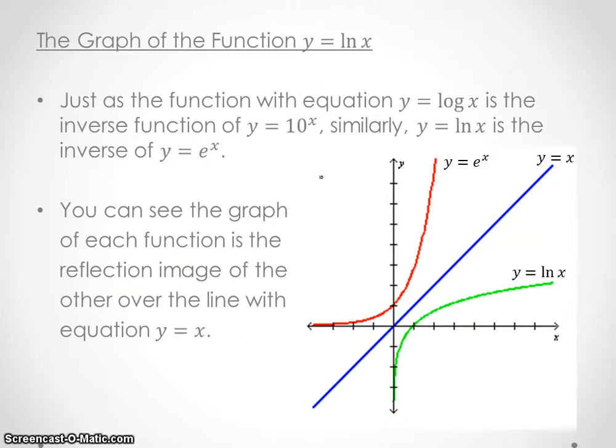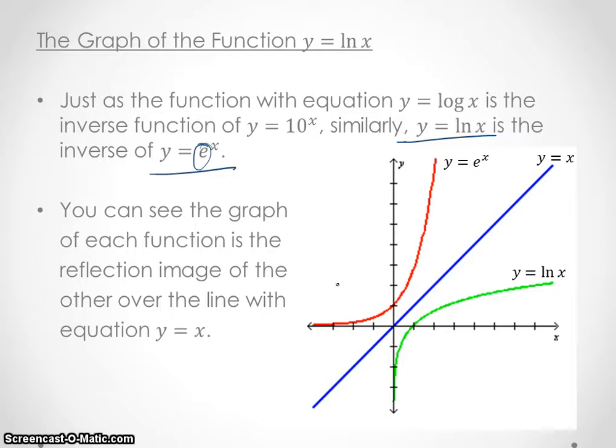Okay, so let's take a look. I actually have the graphs drawn out here for us. It says just as the function with equation y equals log of x is the inverse function of y equals 10 to the x power, which is exactly what we talked about in the last video, similarly, y equals the natural log of x is the inverse of y equals e to the x power. So it's just the exponent, but with our new base of e instead of the 10 that we had before. So these guys are inverses of each other.